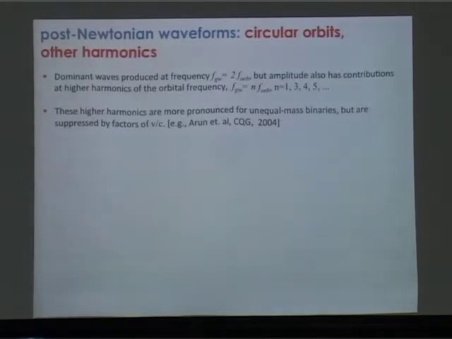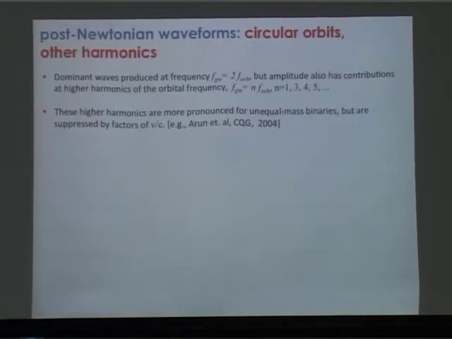Okay, so that's the simple case of circular waveforms. So now let me just talk about what happens when you go beyond simple circular waveforms. The first effect you get is even when you have circular waveforms, it's not as simple as I just described. In addition to having this gravitational wave signal that occurs at twice the orbital frequency, okay, you also have higher harmonics of that signal that happen at other multiples of the orbital frequency, from 0 times the orbital frequency, 1 times the orbital frequency, 2, 3, 4, 5, etc. Okay?